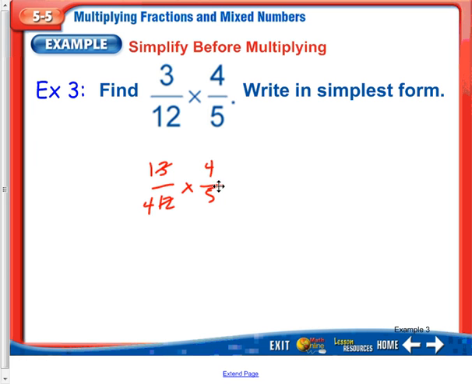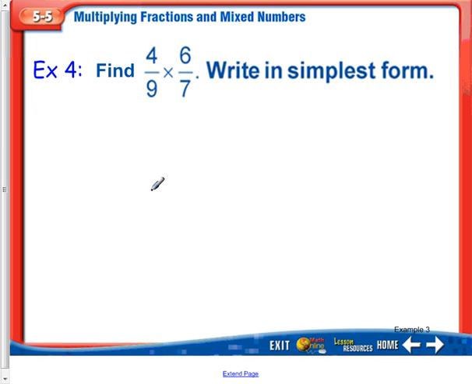And now 4/5, I can't do anything there, but I can do a denominator and a numerator right here. So I can change the 4 to a 1 and this 4 to a 1. And now let's go ahead and multiply straight across. We get 1 times 1 is 1, and 1 times 5 is 5. And that is in simplest form, so we're done right there.